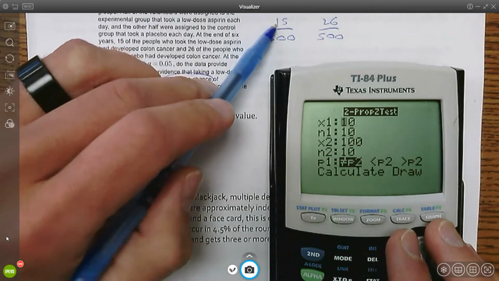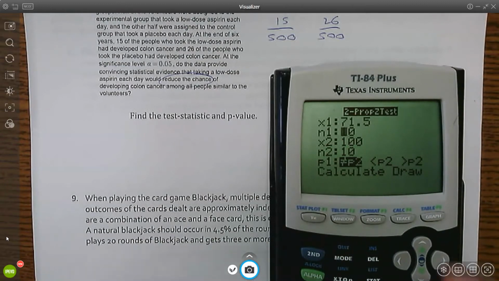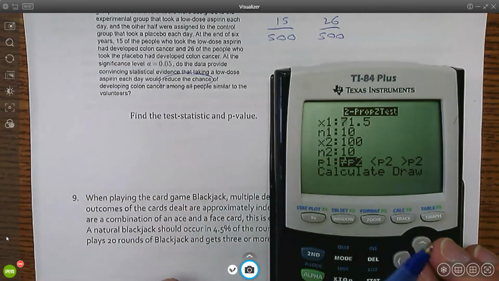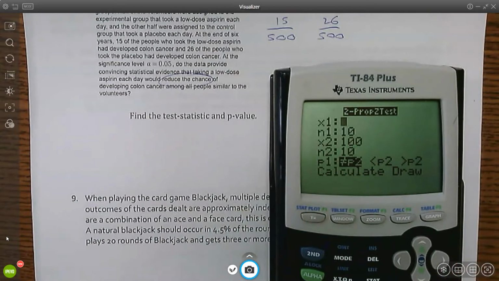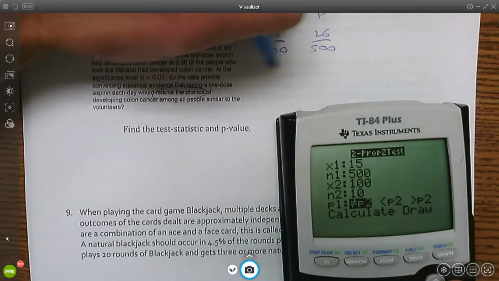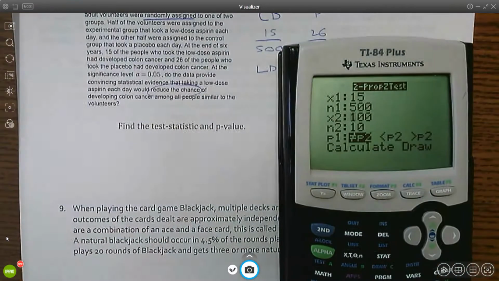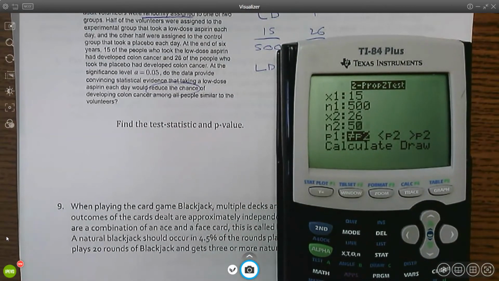Just to remind you, these have to be whole numbers. If they said like 14.3% of the 500, you'd have to multiply it and then round that to 72 in that case, but they just give us the counts, so we don't need to worry about that. So the way I'm setting this up, I'd have to do low dose minus placebo if I'm going to choose to plug it in that way in the calculator.